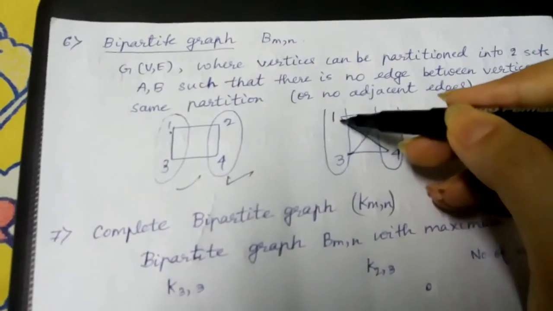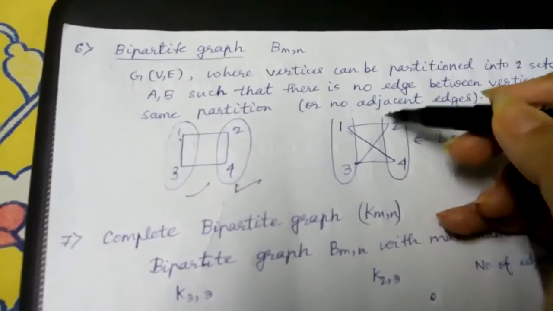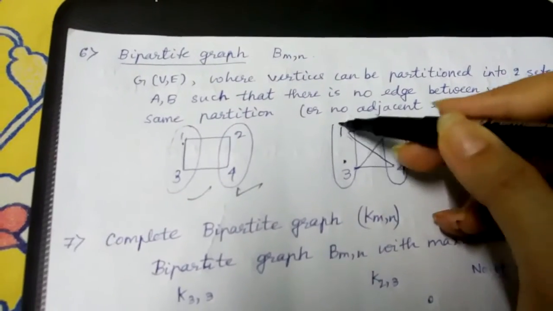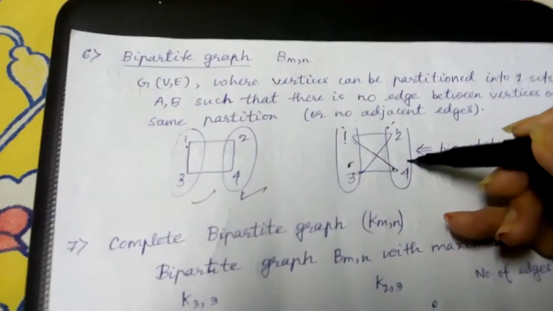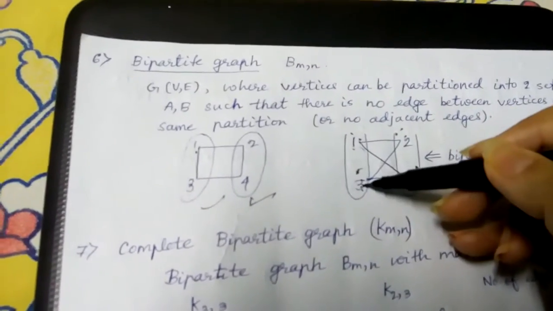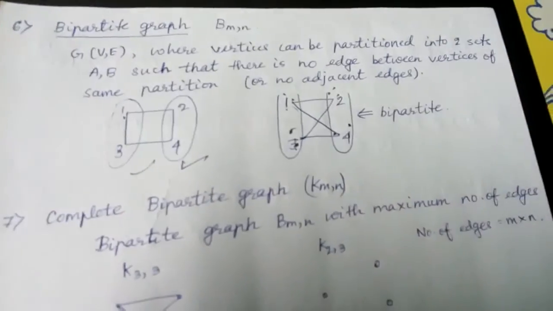So we can have an edge between 1 and 4, we can have an edge between 2 and 3. We can have an edge between 1 and 2 and an edge between 3 and 4 because they are belonging in different partitions. But for the same partitions, they cannot have an edge between them. This is known as bipartite graph.